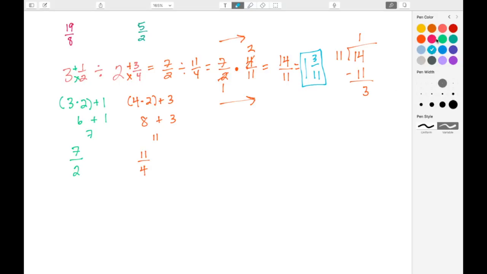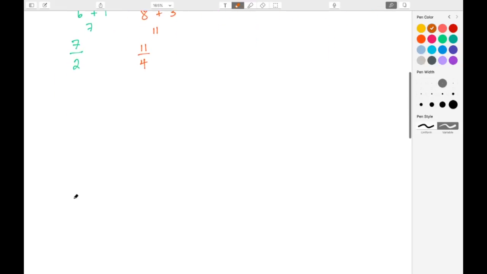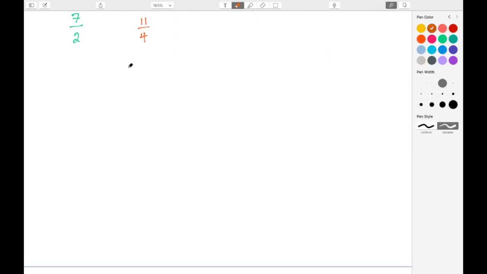And let's move on to our last example. Here we have 2 and 5/8. Well, let's make some space first. We have 2 and 5/8, and we want to divide that by 2/11. All right, we're going to do what we've done before. We're going to convert this mixed number into an improper fraction.